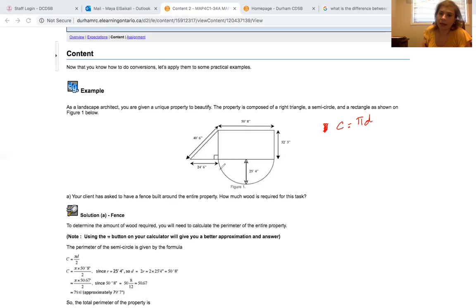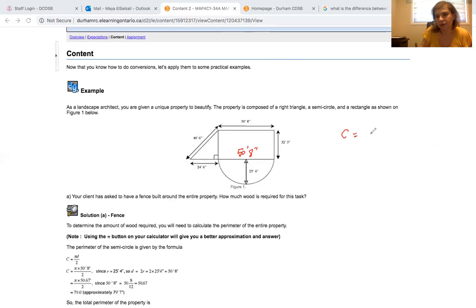Now, because I have a semicircle, that formula gives me the circumference for the whole circle, but I only have half of that circle. So in this case, my circumference is going to be pi d over 2. What's my diameter? They gave me the radius here, but the diameter, which is this whole thing, is the same as the top, which is 50.8. Or 50, sorry, not 0.8. There's a difference between the point and the inches. So this is going to be 50 feet and 8 inches.